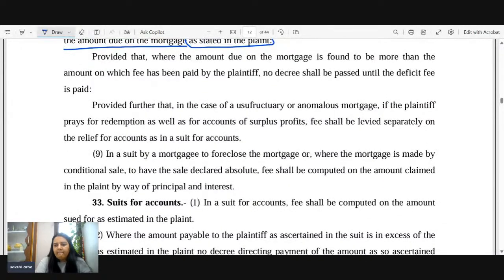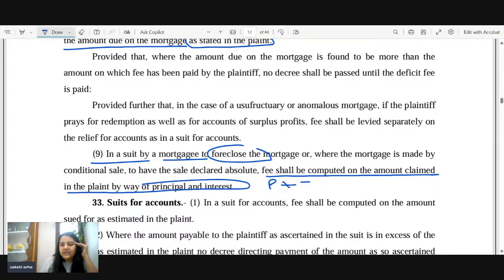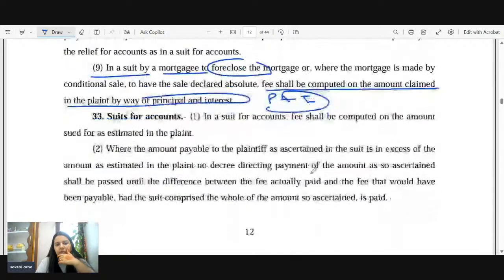Okay. Yeah, now this is important. In a suit by a mortgagee to foreclose the mortgage. Okay, अगर suit foreclosure का है, उस केस में fee shall be computed on the amount claimed in the plaint by way of principal and interest. तो foreclose के केस में principal plus interest दोनों मिलाकर fee will be calculable. Okay, this is also important.